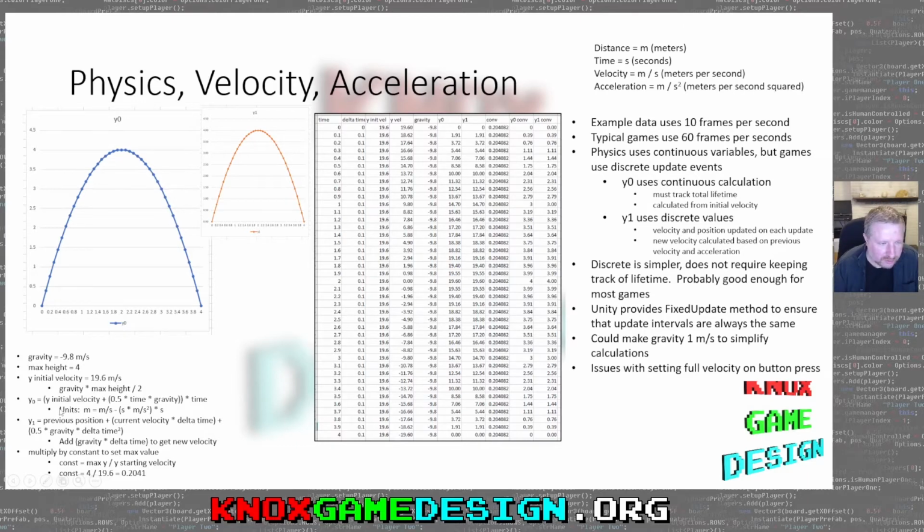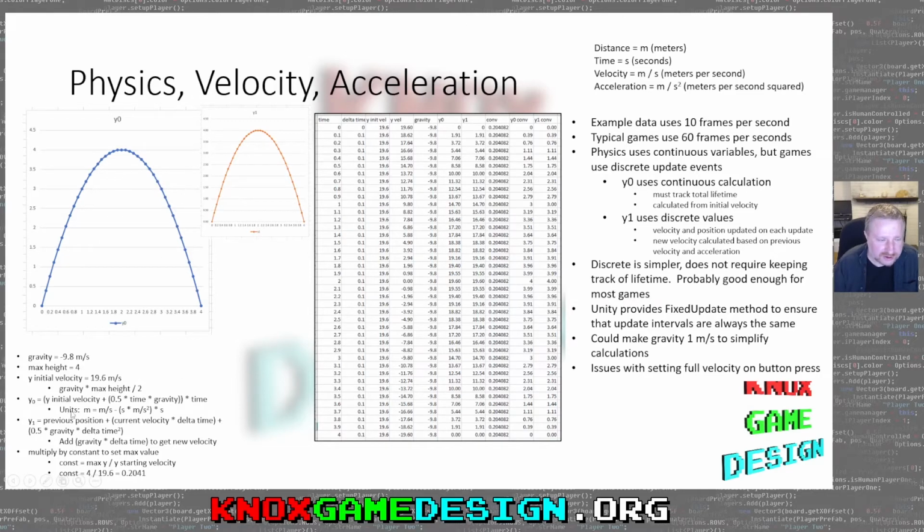So looking at y0, here's the function right here. We take the initial velocity, then add 1/2 times the current lifetime times gravity, and multiply all that by the current time, the current lifetime of the jump. So the first one is the continuous. With that, we can calculate the height that the projectile is at based on the lifetime and the initial velocity.